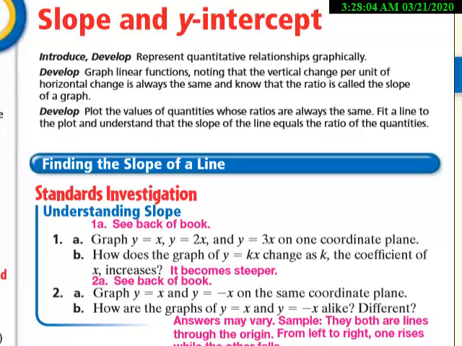Today inshallah we're going to talk about chapter 8 lesson 3 for grade 7 algebra readiness. The topic is slope and y-intercept. Before we start, we need to understand the definition of the slope. How can we get the slope of the line?